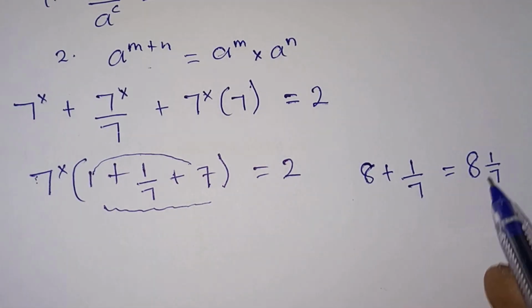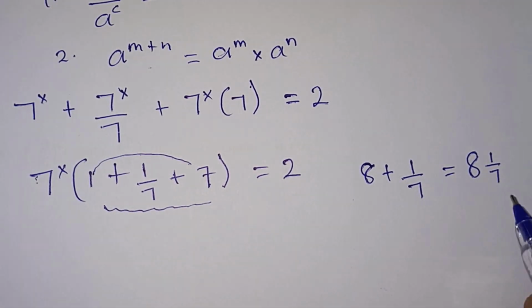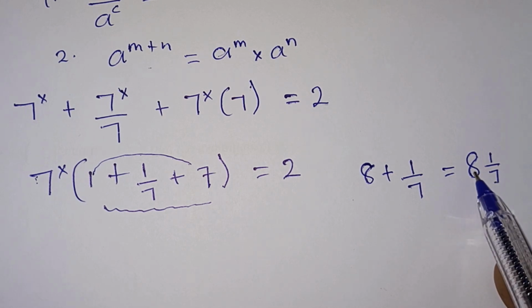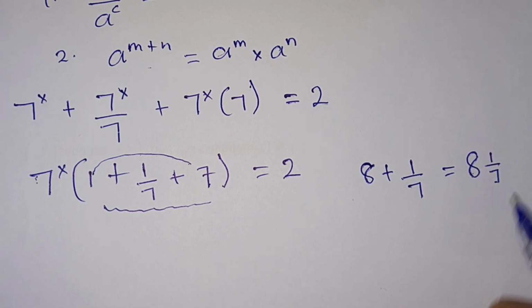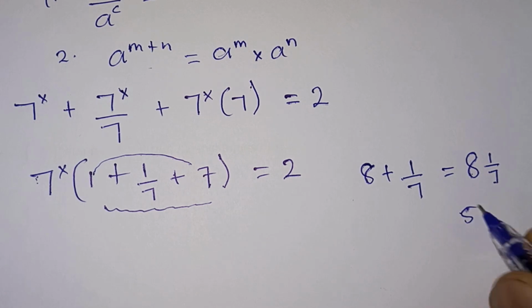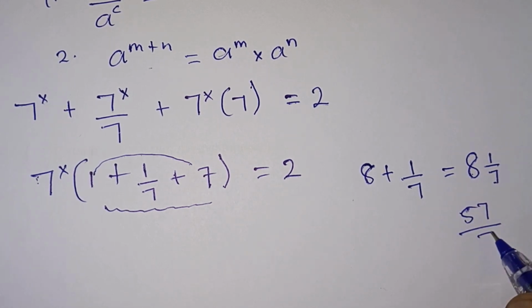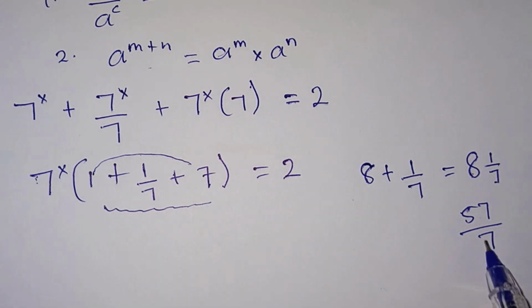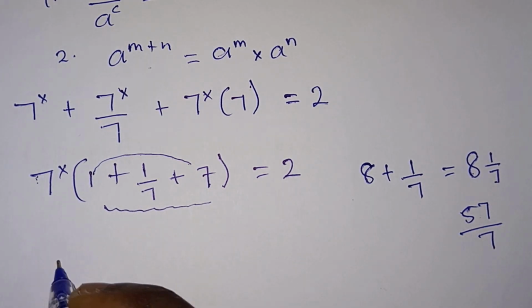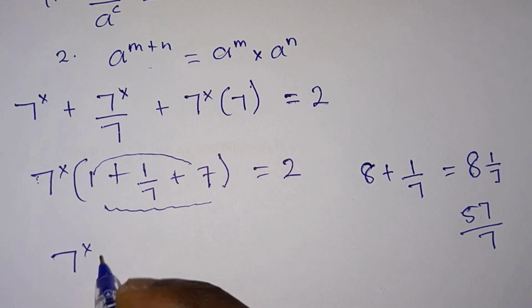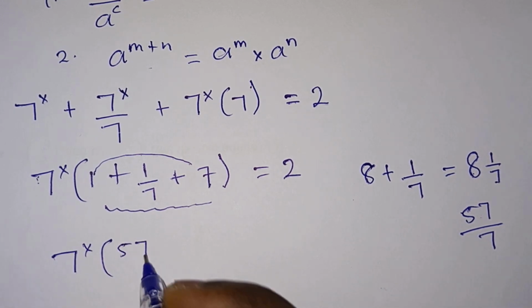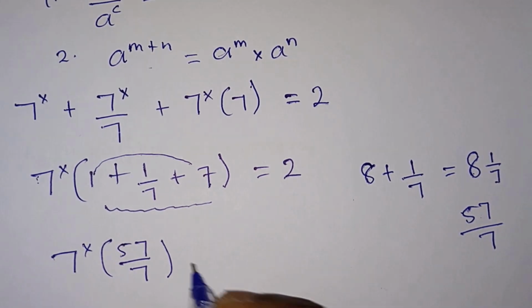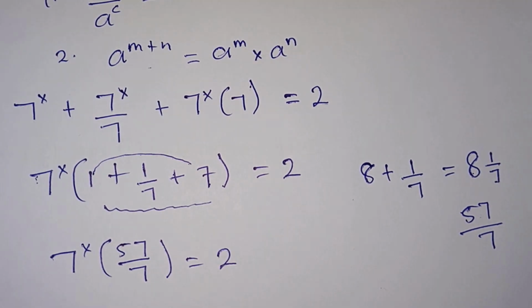And now let's change this mixed fraction to an improper fraction. 7 times 8 is 56, plus 1 is 57. So you have 57 over 7. So everything in the parentheses is 57 over 7. So we will have 7 to the power x times 57 over 7 is equal to 2.